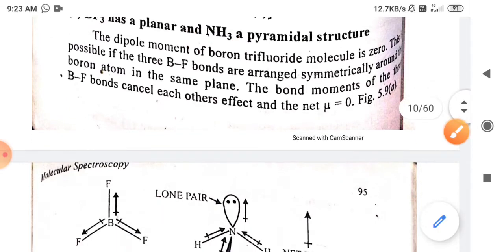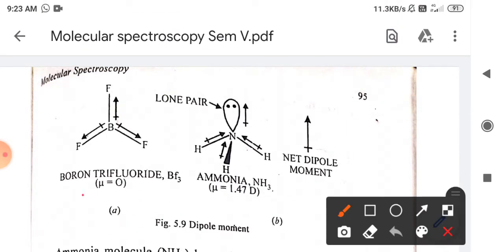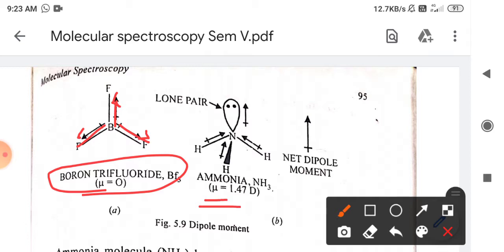Okay, so this is the possible or actual structure. Here, boron trifluoride is planar, so the bond moments will be in opposite directions and of equal magnitude, and they will cancel out each other. But in the case of ammonia, it shows a certain dipole moment value, which is around 1.47 D.